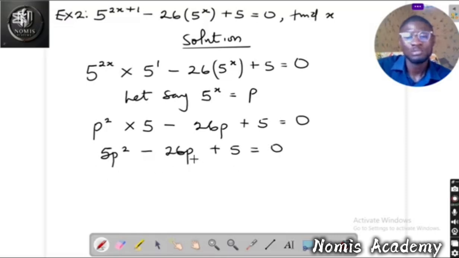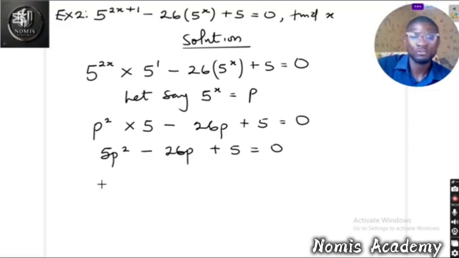So now it has become a quadratic equation. So we now have to solve using quadratic equation. You can see how indices problem has brought us to quadratic equation. We can solve it using factorization method, whatever method you can best use. So let's quickly use the almighty formula.